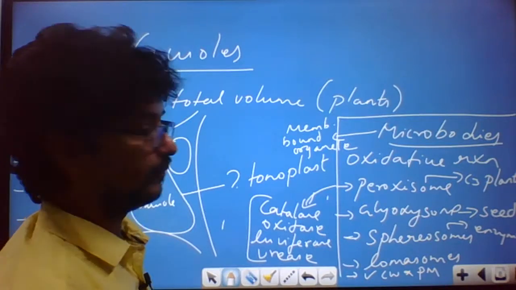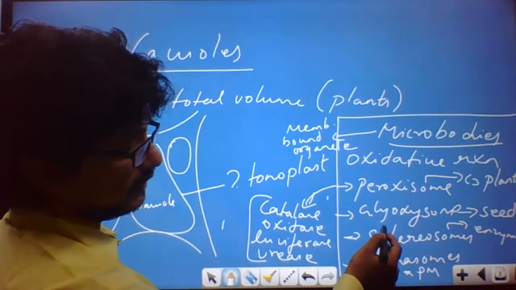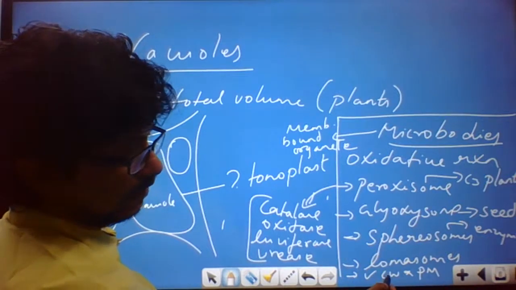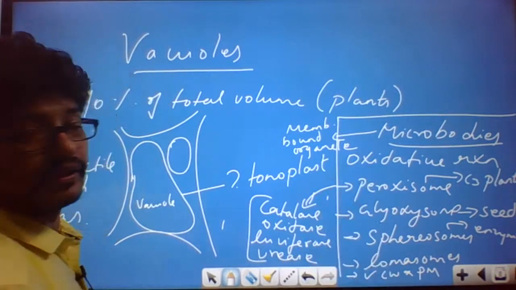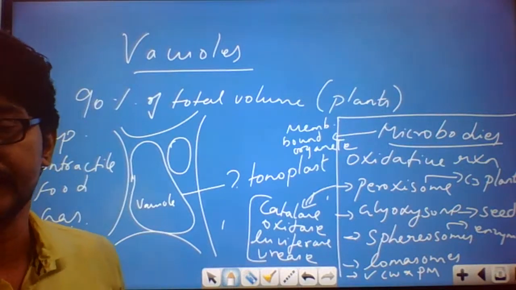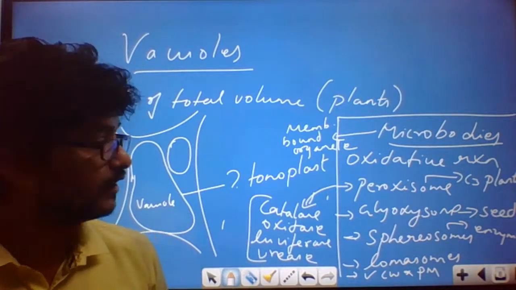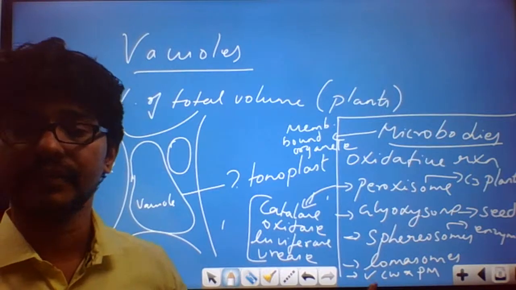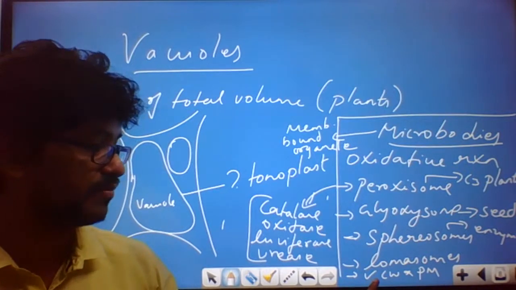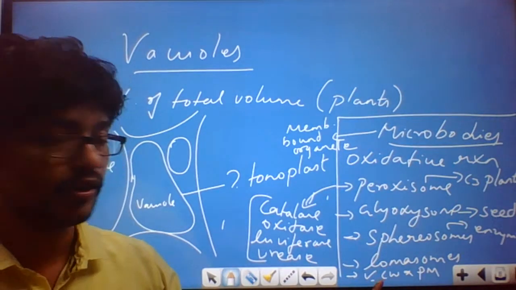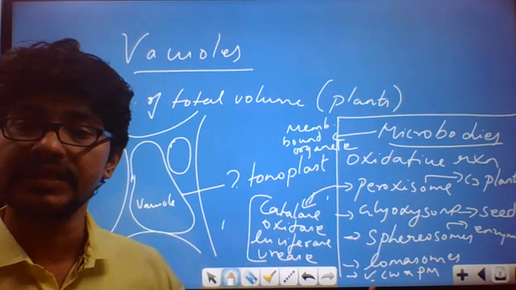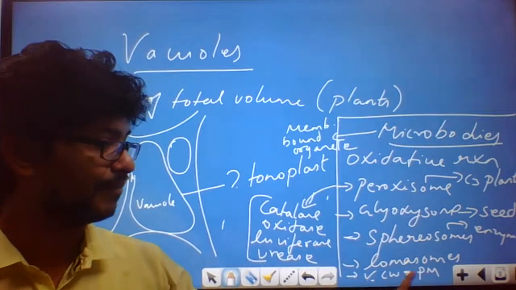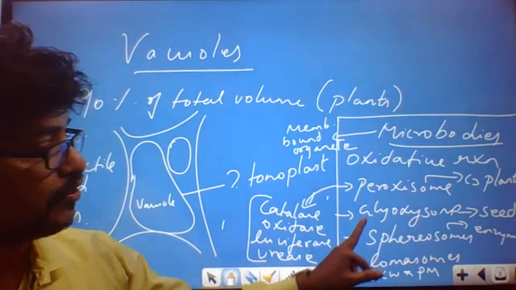All right, fine. So peroxisome, glyoxysome, spherosomes, and lomasomes. These are the four types of microbody. Next to lomasome, it's present... So lomasomes are present between the cell wall and the plasma membrane. This is what you're asking, right? Where the lomasomes are present? The lomasomes are present in between the cell wall and the plasma membrane.